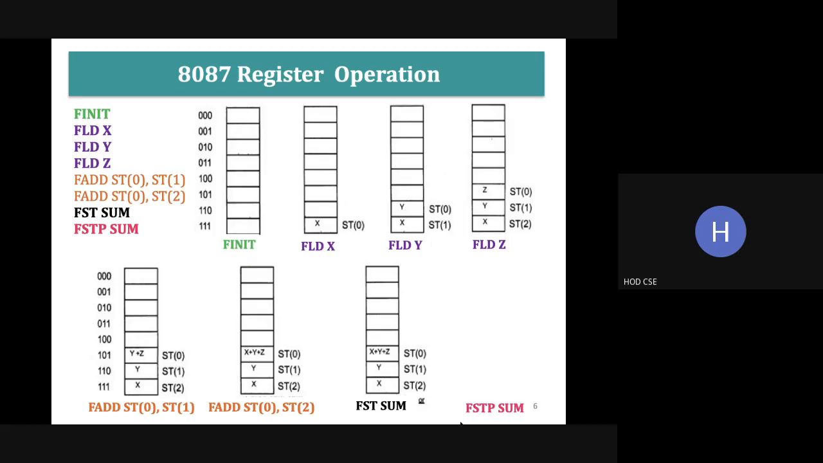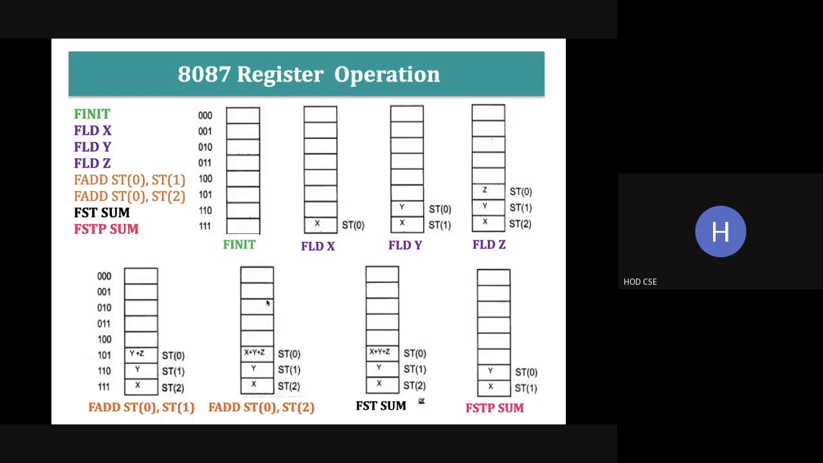For your clarification I have written here, store and pop. So the value from here will be popped out. X plus Y plus Z will be popped to the variable sum. And now what is the value here? ST of 0, the top of the stack, will be decremented. Hope you understood this. Pop means, here ST of 0 is in this position and we have popped the data, so ST of 0 will be decremented and now it points to this.